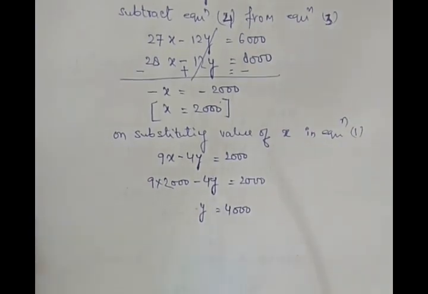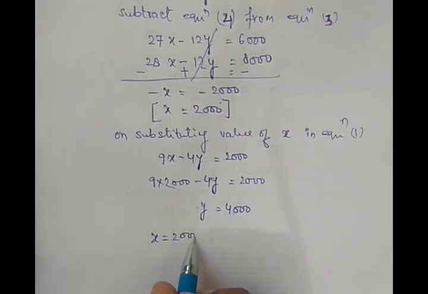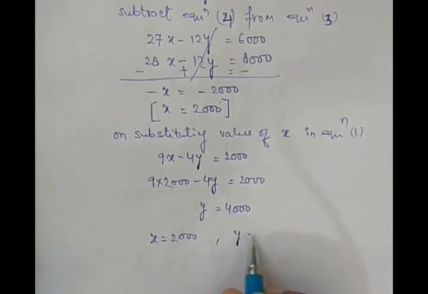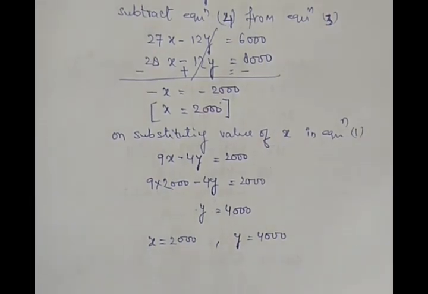So we have got the answer as x is equal to 2000 and y is equal to 4000. So what are we doing in the elimination method? In the first step, we are making the coefficients equal either for x or for y. Then we are subtracting or adding both the equations. So what will happen? One of the variables, either the x or the y, will get eliminated.